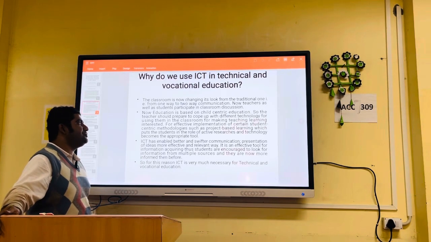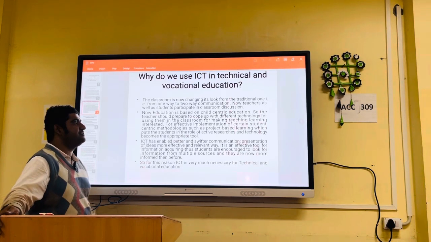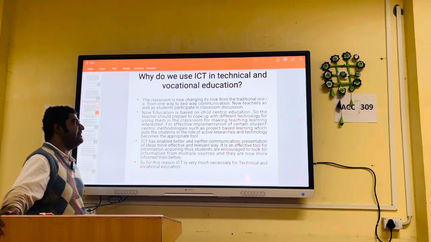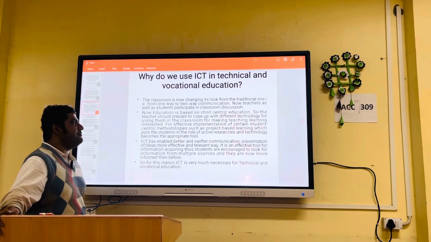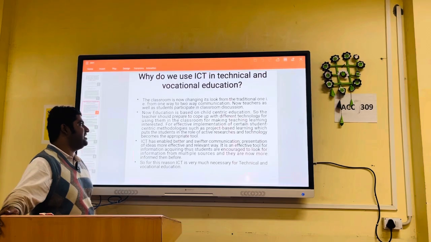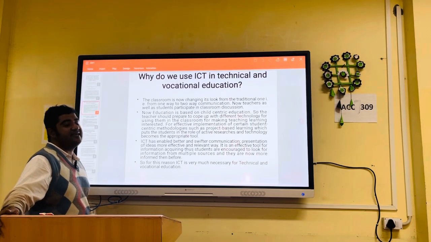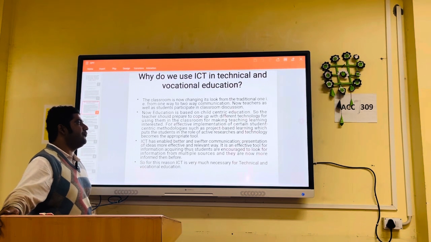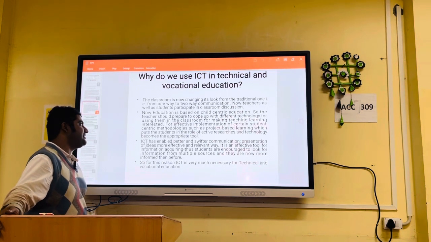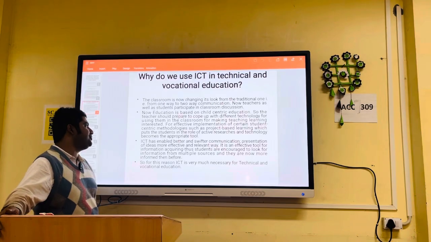Now education is based on child-centric education, whereas earlier we focused on teacher-centric education. So the teacher should prepare to come up with different technology for using in the classroom to make the teaching learning process more interesting. For effective implementation of student-centric methodologies such as project-based learning, which puts the student in the role of active researchers, technology becomes the appropriate tool.